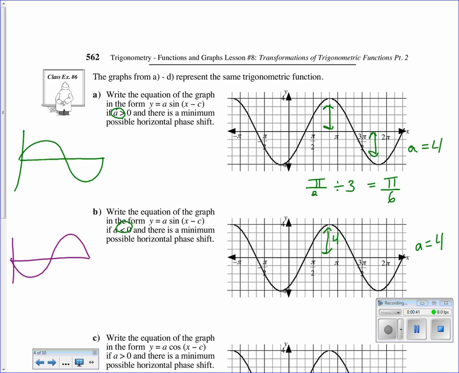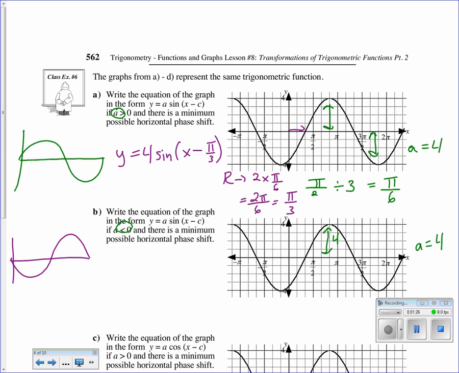So I want to look here for how much the graph shifts this way. And the graph shifts that way 2 ticks, which is a shift to the right of 2 times pi over 6, which is 2 pi over 6, which could actually be written as pi over 3. So that's my c value, and I know my a value was 4. So here, y equals 4 times the sine of x. Now it's shifting towards the right, so that's a minus pi over 3.